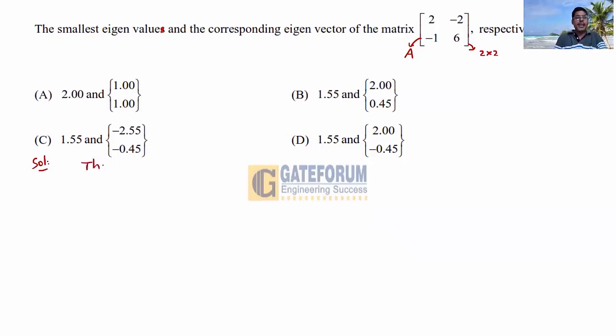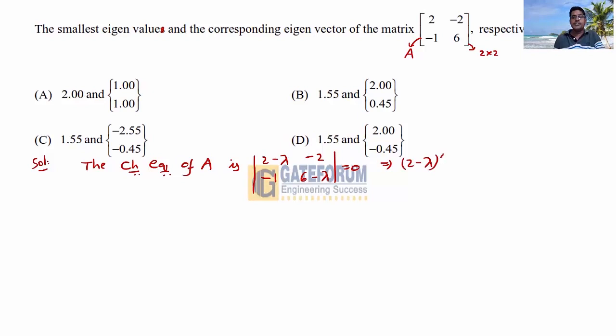First step, the characteristic equation. The characteristic equation of the matrix A is determinant of A minus lambda I equal to 0, that is, subtract lambda from the diagonal elements only without writing the identity matrix. So this will give (2 minus lambda), minus 2, minus 1, (6 minus lambda) equal to 0, which implies (2 minus lambda) into (6 minus lambda), by the 2 by 2 determinant expansion AD minus BC, minus of minus 2 into minus 1, which is minus 2, equal to 0.